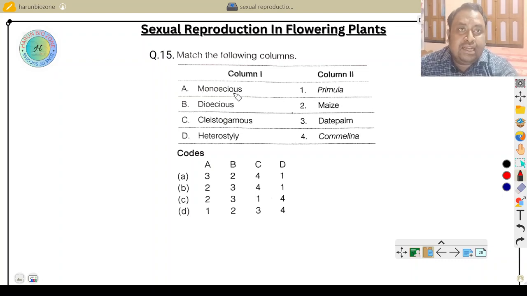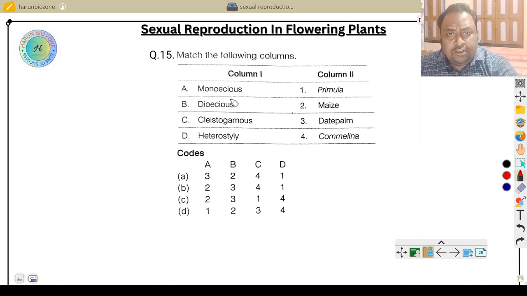Monoecious plant contains bisexual flowers. Monoecious and dioecious are plant types, and the flower produced from a monoecious plant is bisexual, meaning the same flower contains both sexes. Bisexual flower, monoecious, for example coconut, mango, etc.